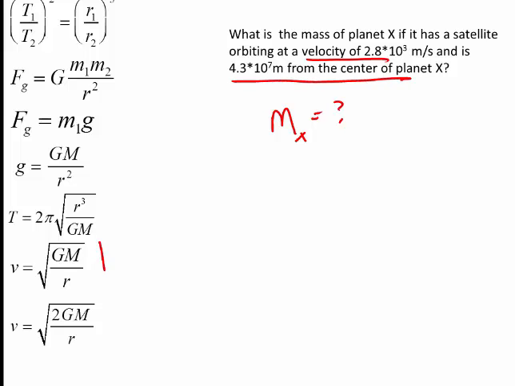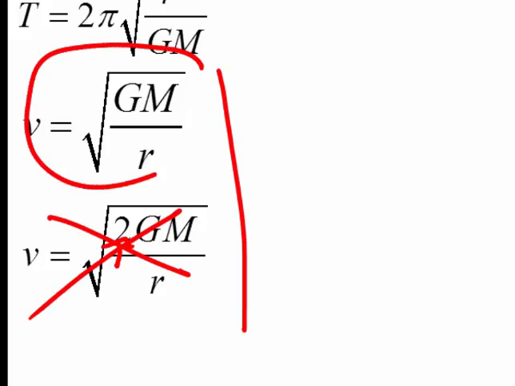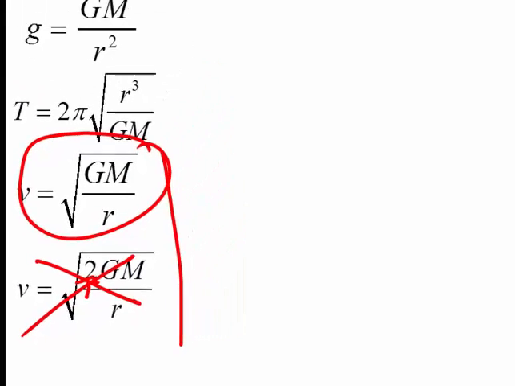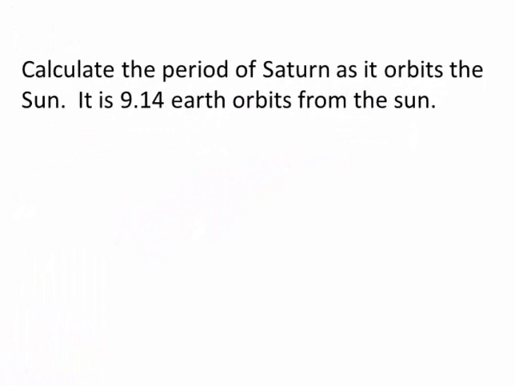Velocity, I've only got two equations with velocity in it. Both of them have mass in it. This one is escape velocity. It's got the 2 to escape, so I'm not going to use that one. So I'll use this one, and after that, it's fairly straightforward. My velocity units are in meters per second, which is good. And my distance from the center is in meters. That's good. Everything looks fine for using that equation.